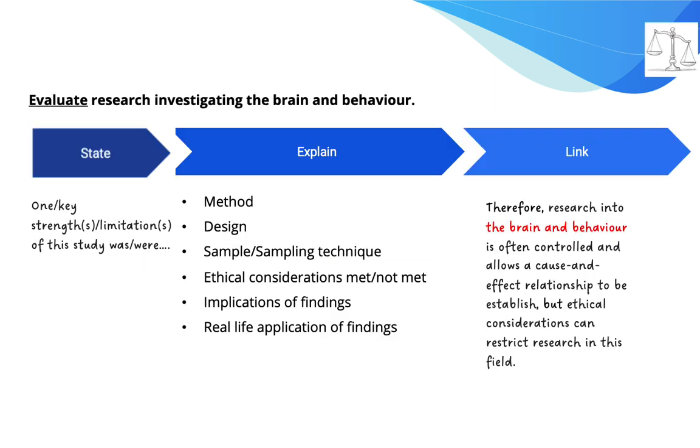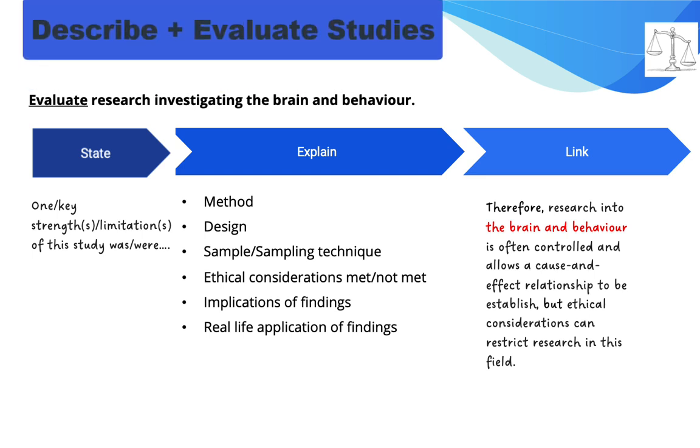A question could ask you to evaluate research in a particular area. For example, research that investigates the brain and behaviour. This question is basically asking you to evaluate studies that you know about the brain and behaviour. Any studies that investigated the relationship between brain and behaviour, and remember behaviour can include cognitive processes, can be included here. But we need to focus on evaluating the studies, not just describing them.